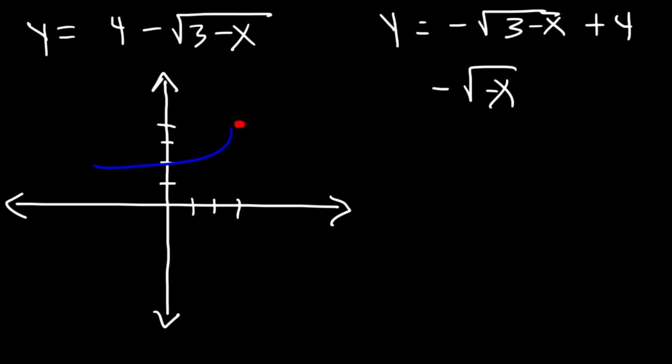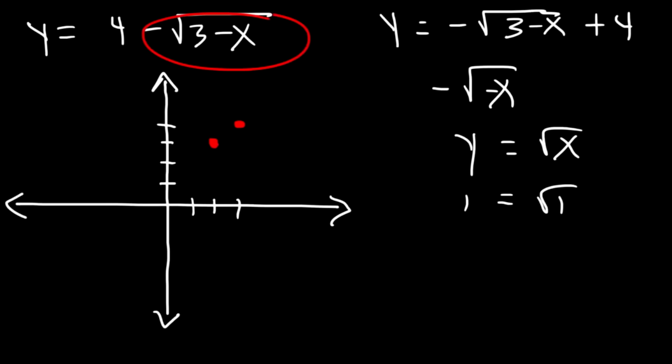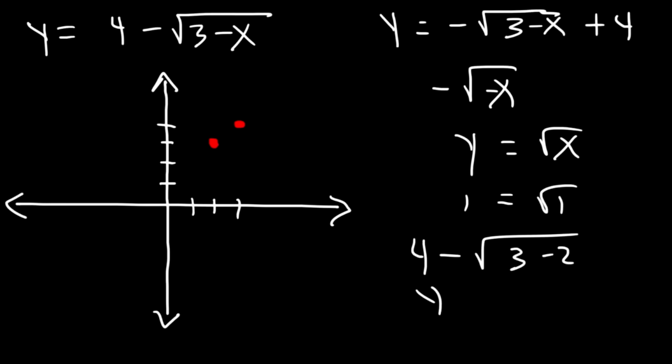Now let's get some other points. So the parent function is the square root of x. The square root of 1 is 1. That means that as we move 1 unit to the left, we need to go down 1. So that's going to give us the point 2, 3. So if you plug in 2, you should get a y value of 3. So 4 minus the square root of 3 minus 2. 3 minus 2 is 1, and the square root of 1 is 1. 4 minus 1 is 3, which we do get.